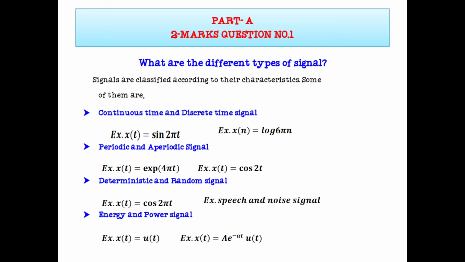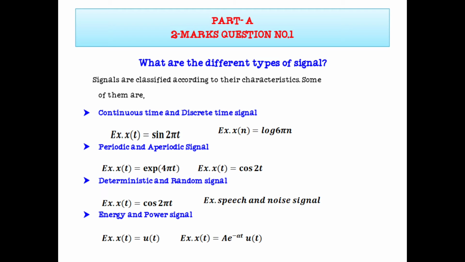First question, what are the different types of signals? Signals are classified according to their characteristics. Let us see some of them. They are continuous time and discrete time signal, periodic and aperiodic, deterministic and random, energy and power signal.